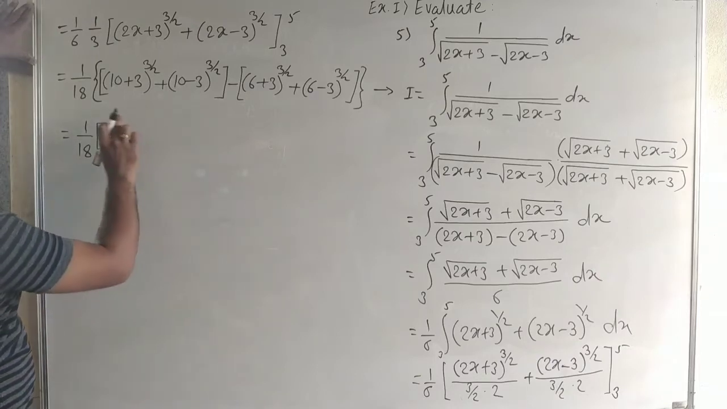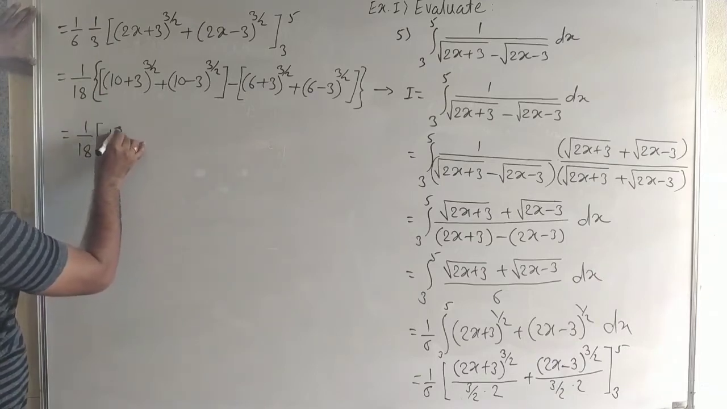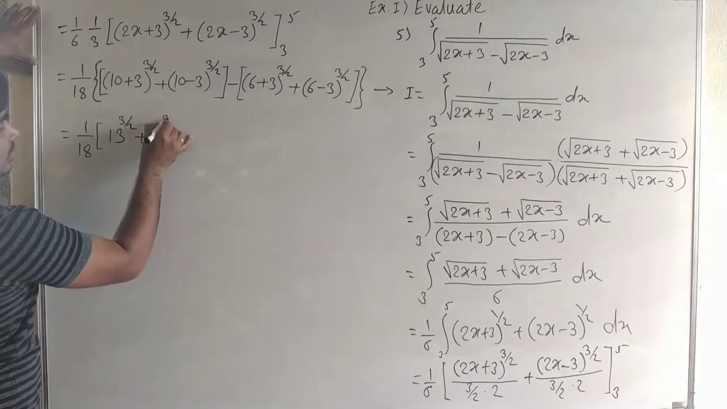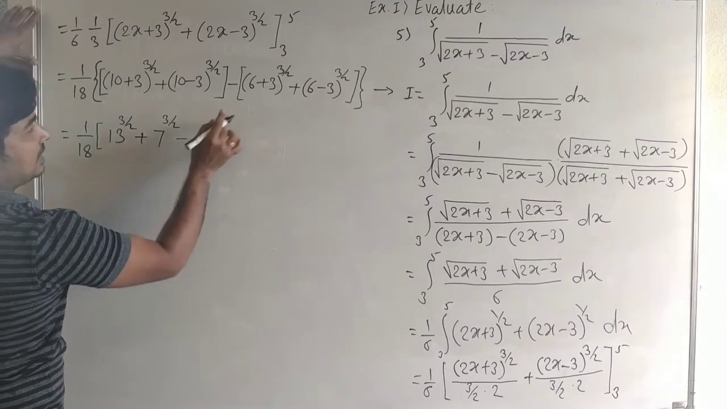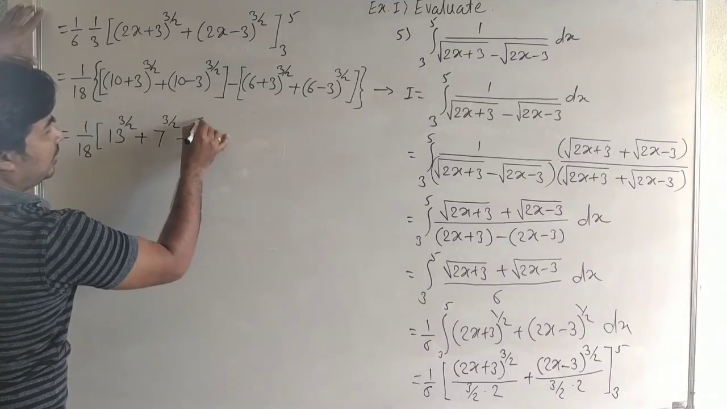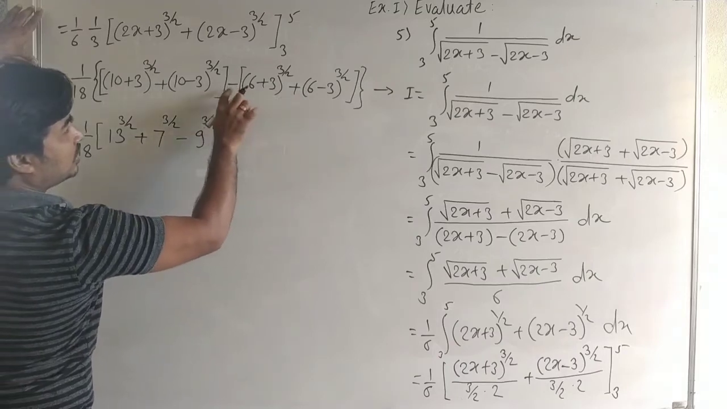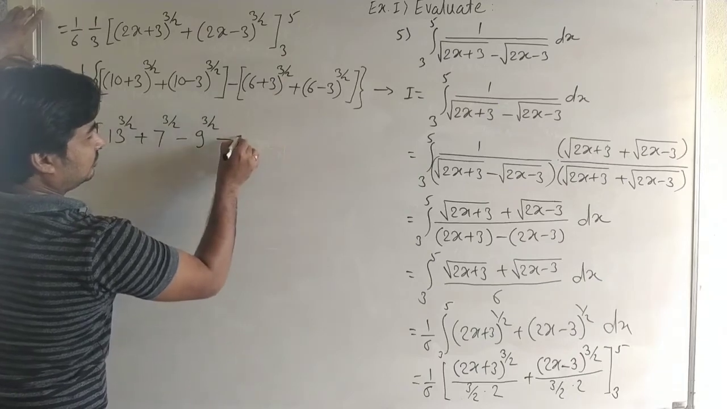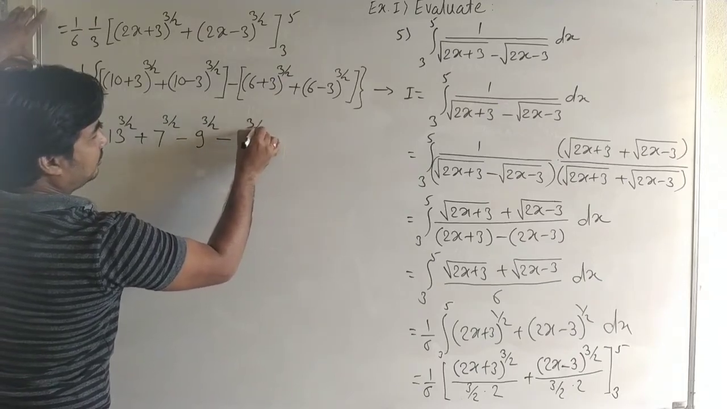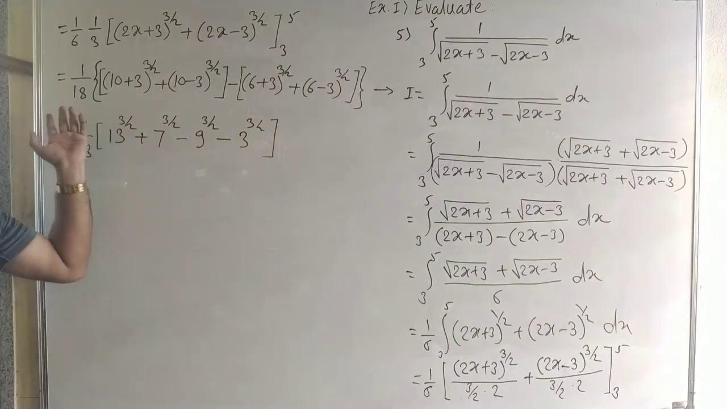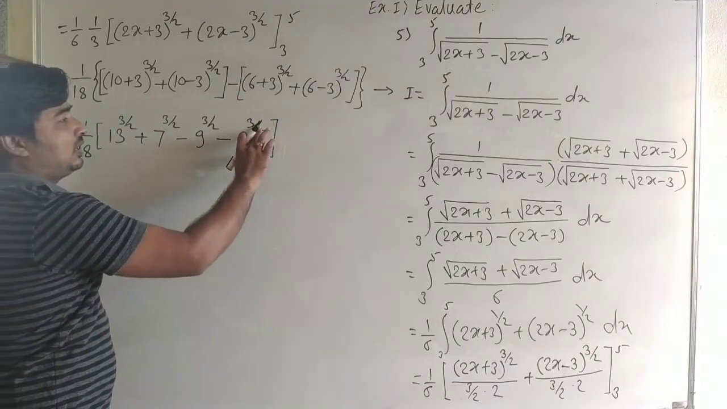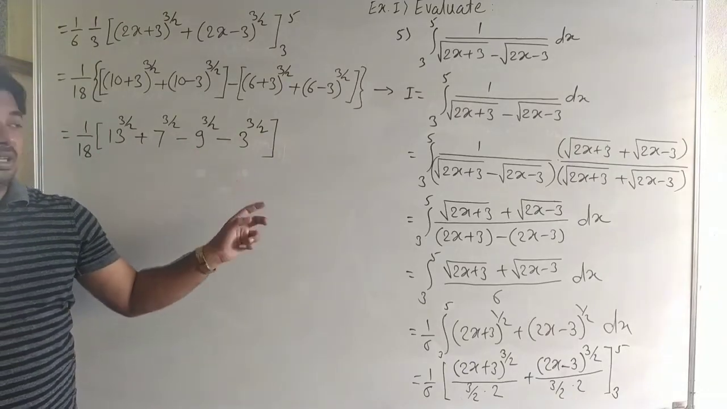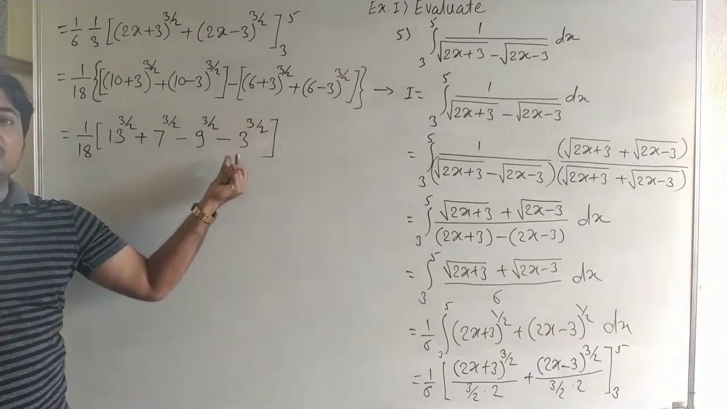See carefully all the calculation. Here it is 13 to the power 3 by 2 plus 7 to the power 3 by 2 minus this 9 to the power 3 by 2, minus 3 to the power 3 by 2. Okay, it is a calculation of all brackets, and again it is power 3 by 2, that means 1 plus 1 by 2, that means 3 to the power 3 by 2, we can write 3 into under root 3.